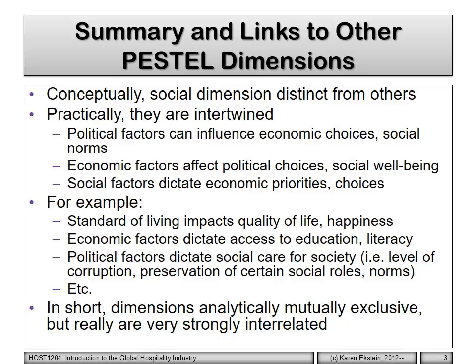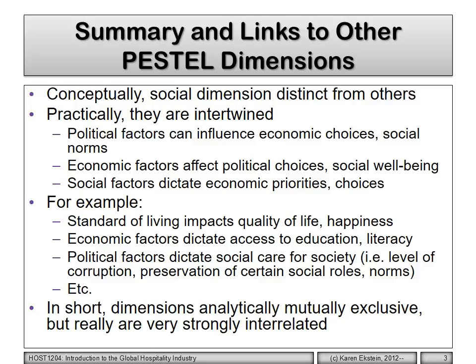Again, we've recognized several times throughout this presentation that conceptually the social dimension is distinct from the other ones that we've talked about, but practically all of these are very intertwined. We understand that political factors can affect economic choices, can affect social policies and social norms. We understand that economic factors can affect political choices and social well-being. We understand that social factors can dictate economic priorities and choices. In other words, they're all interrelated and symbiotic.